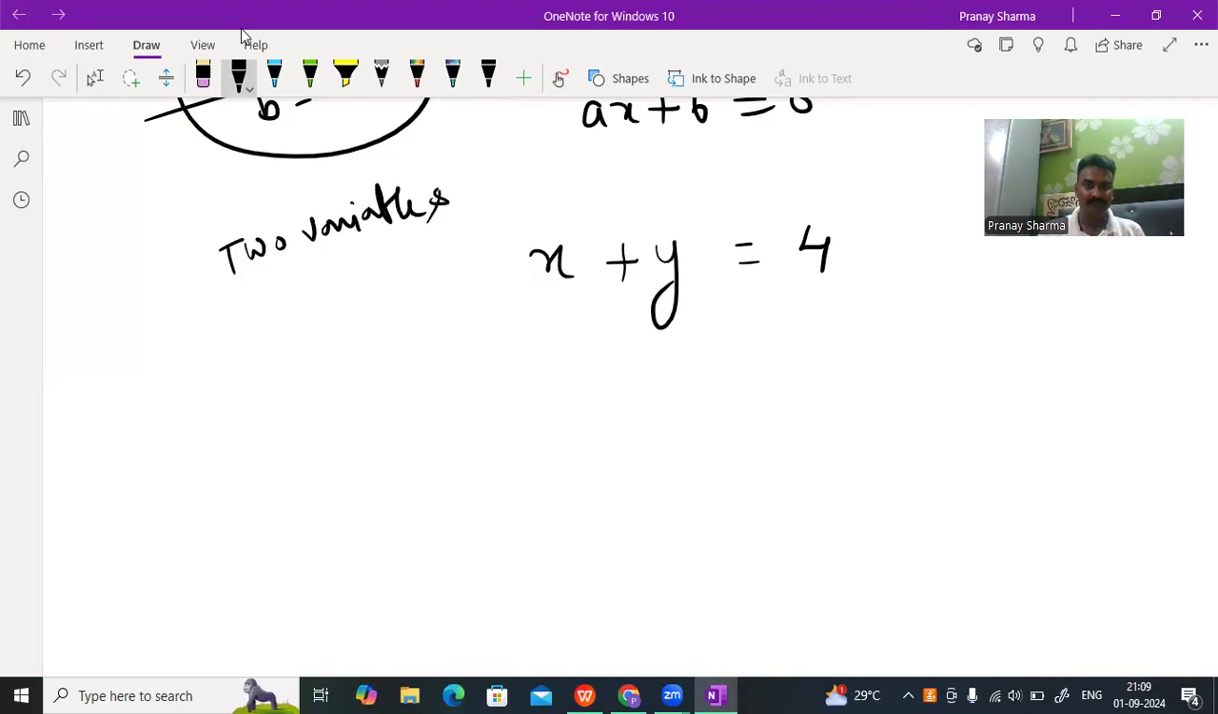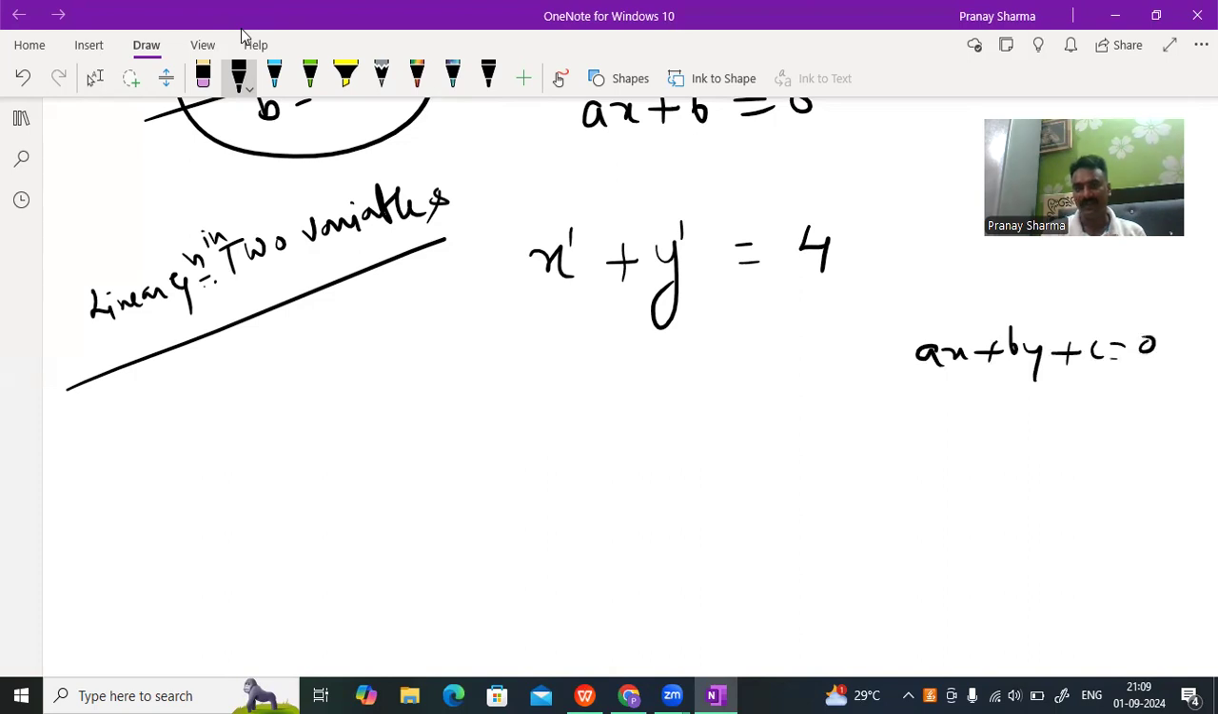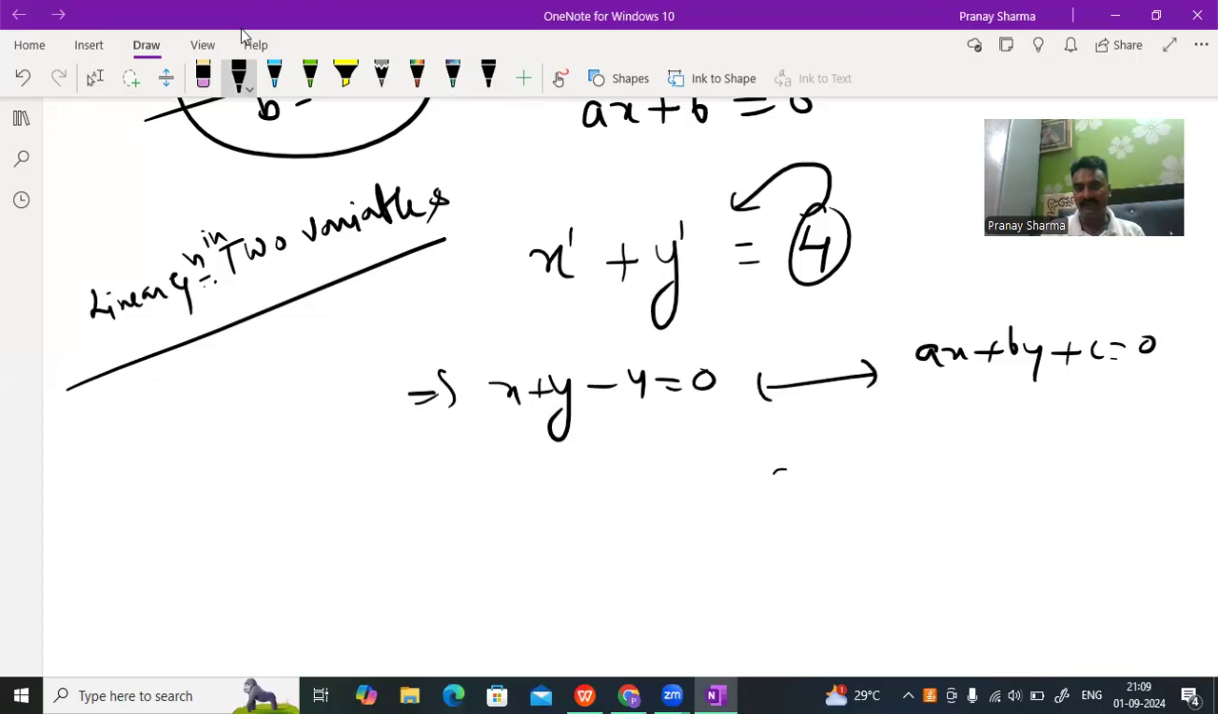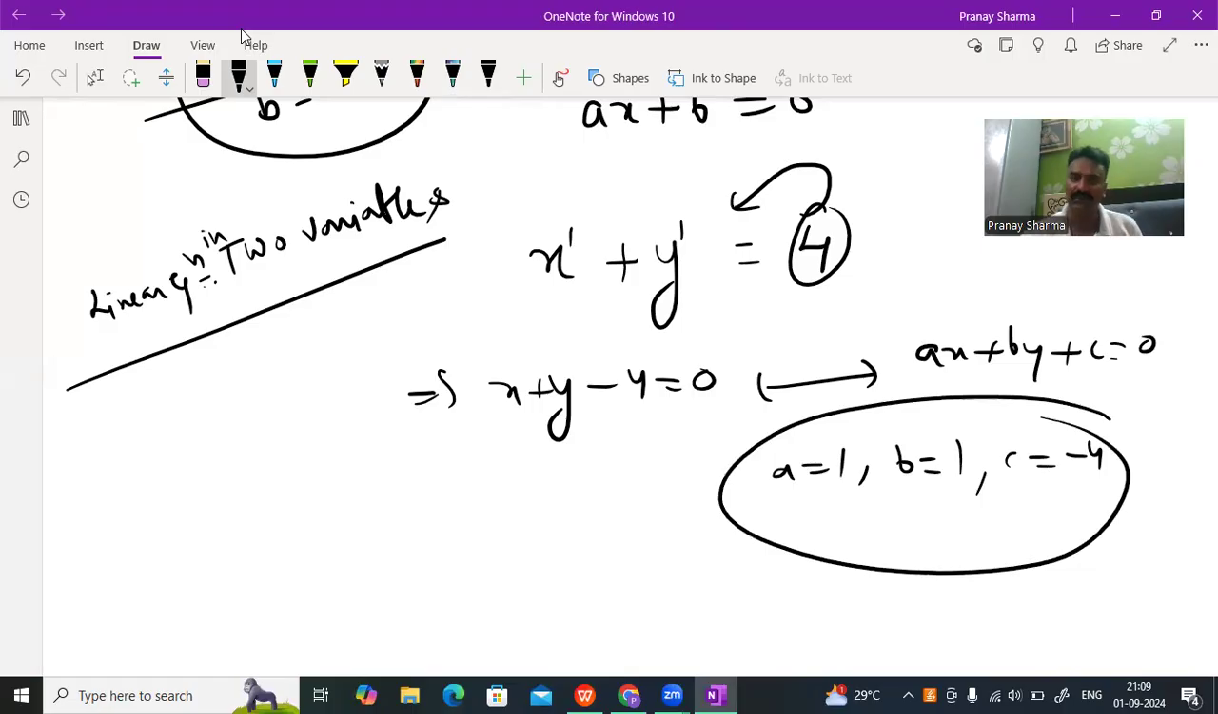An equation, and it is linear in nature because the highest power of variables is 1, right? So it is linear equation in two variables, right? LATV. Now this justifies the name. Is it of this format, ax plus by plus c equals 0? Yes. If you shift this to the other end, it will become x plus y minus 4 equals 0. Now if you compare it with this, a is what? Coefficient of x, which is 1. b is what? Coefficient of y, which is 1. c is what? Constant term, which is minus 4. Yes, it is holding true.